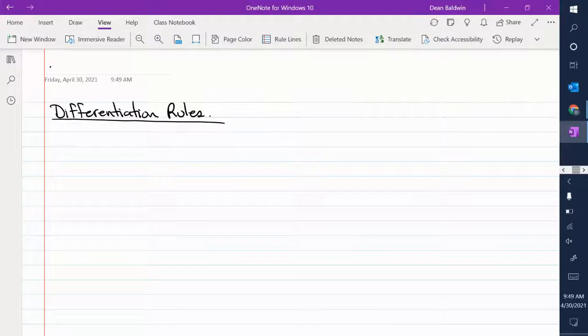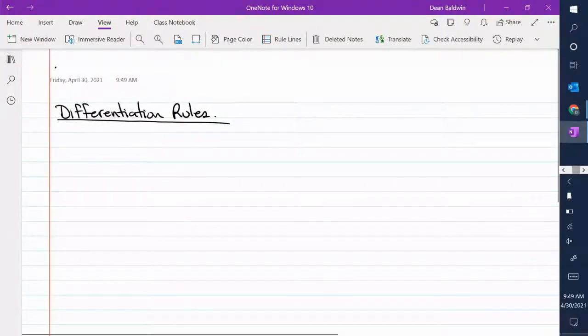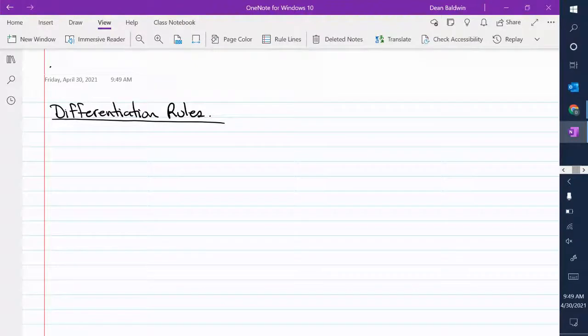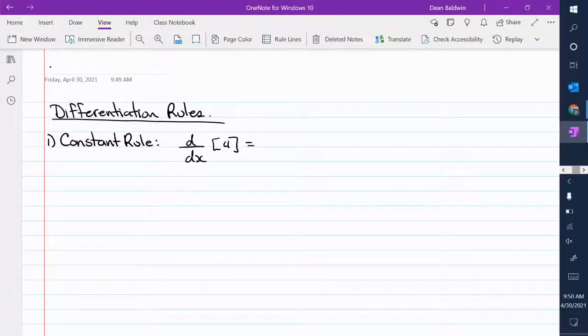So, differentiation rules. Constant rule. If I said, what is the derivative of, let's make it 4? This notation means the derivative d with respect to x of 4, i.e. what's the derivative of 4?